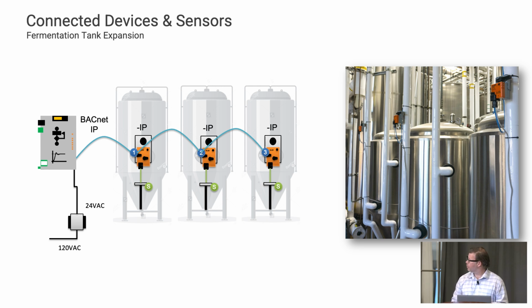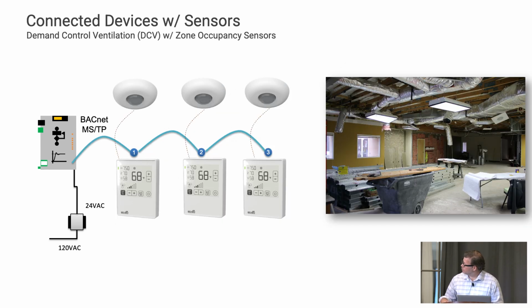Right, if you would. Okay. So this is our room operating unit, BACnet MSTP. You can click again if you would. So this was a DCV retrofit. I forget, somewhere north, I believe Maine.